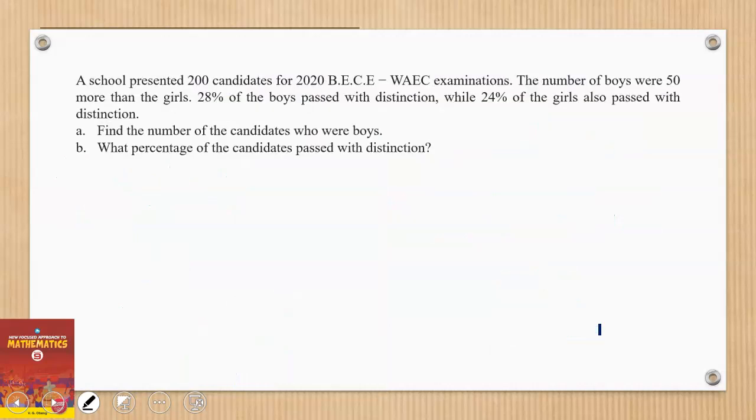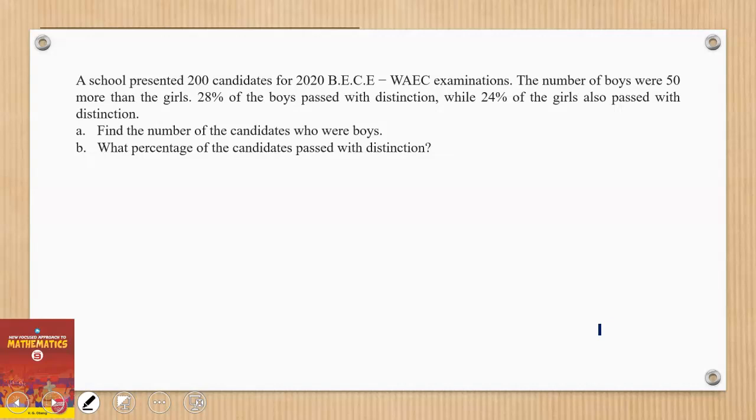A school presented 200 candidates for BECE in the year 2020. That's the WAEC examination. The number of boys was 50 more than the girls. 28 of the boys passed with distinction, while 24% of the girls also passed with distinction. Find the number of candidates who were boys. Then what percentage of the candidates passed with distinction?